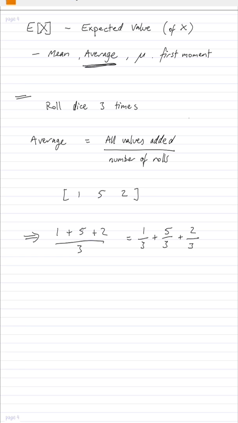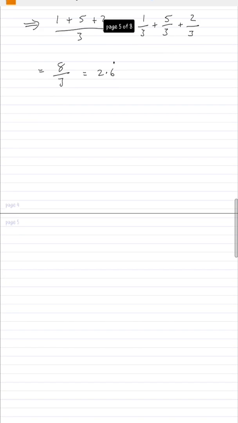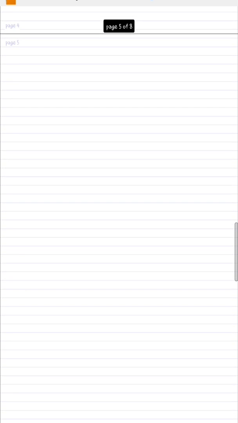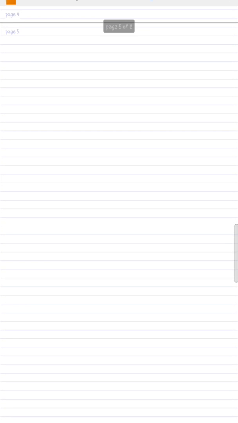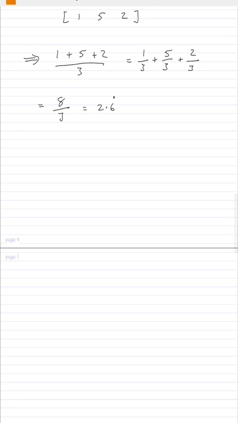So adding these together, 1 plus 5 plus 2 equals 8 over 3, which equals 2.6 recurring. So 2 2/3. So that is just the average of 3 rolls. So just say we wanted to roll a dice millions of times, many, many times, more times than you can count, and we wanted to know what value we would expect this to be.